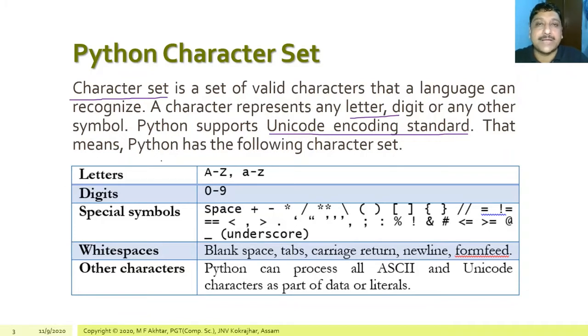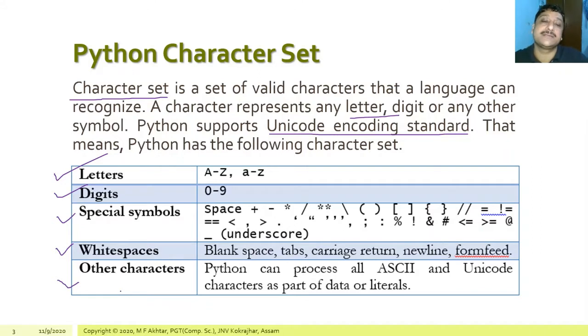Now to write programs we have the following character sets. First, letters should be there: capital A to Z and small a to z, both are separate. Okay, capital A and small a are different in the Python language. Digits 0 to 9. Special symbols, these are the special symbols which can be used in Python language. White spaces means blank space, by pressing the spacebar we present blank space. Tabs are there, carriage return, new line, form feed. So many types of spaces are there, and some other characters.